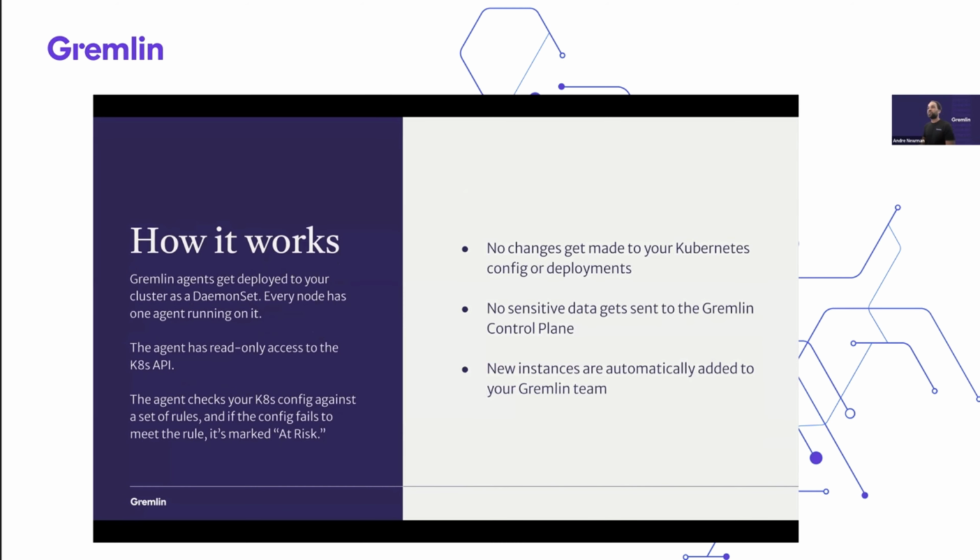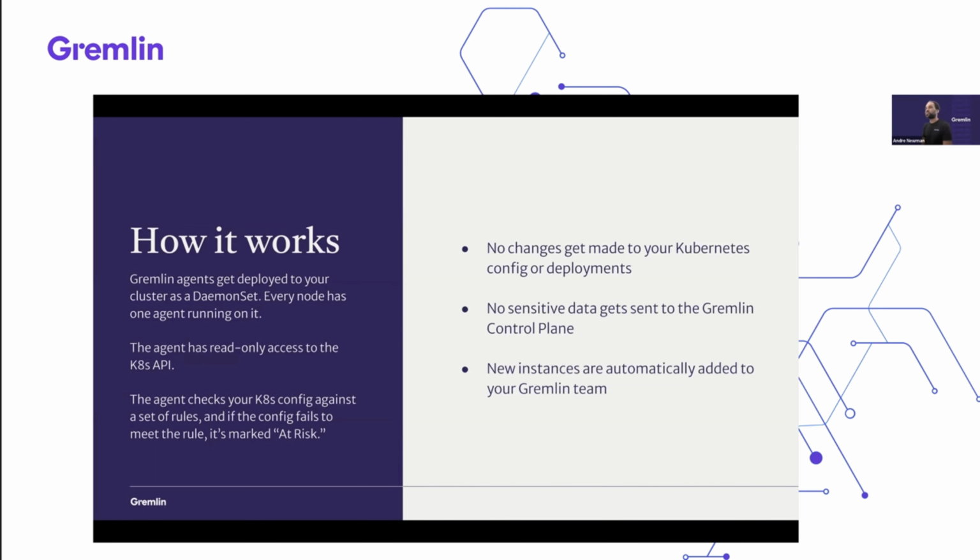So the way it works in Gremlin is pretty straightforward. If you're familiar with Gremlin already, then you know about deploying the Gremlin agent. For Kubernetes, our agent is available as a Helm chart, and it runs as a daemon set so that we run exactly one instance for each worker node in your cluster. You can also run it on your control plane nodes, and you'll be able to test the reliability of those as well. We support tolerations, so you can control which nodes it runs on in case you don't want it to run on certain ones.